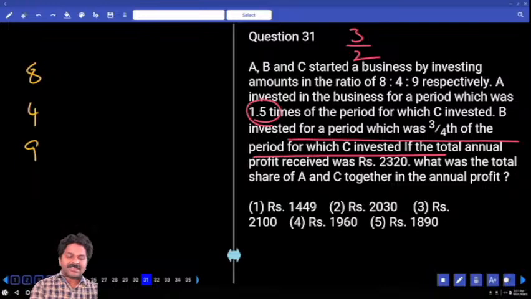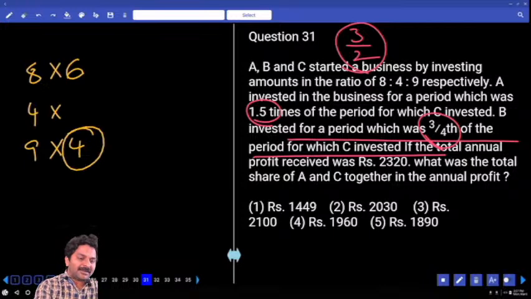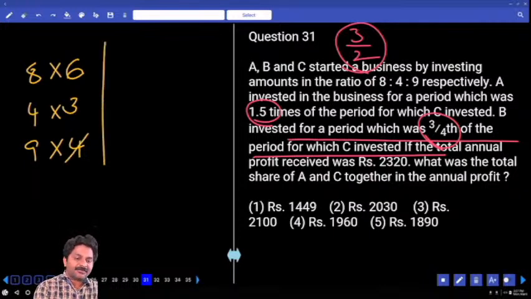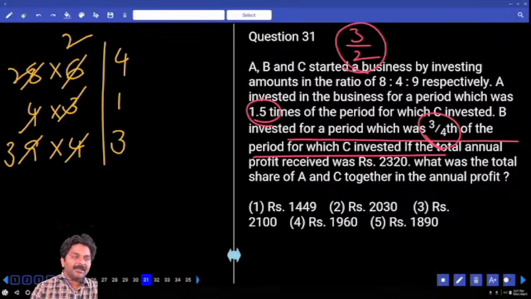So I'll start with C as 4 parts, because out of these two fractions, the denominator LCM is 4. A will invest 1.5 times, which is 6. B will invest 3/4 of this number, which is 3. This is going to be the profit sharing ratio. After cancellation with 3, we get 4, 1, 3. Total how many parts? 8 parts.